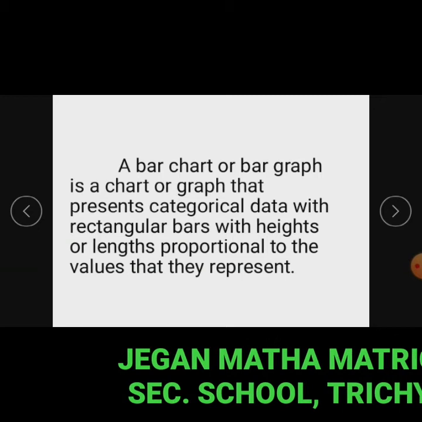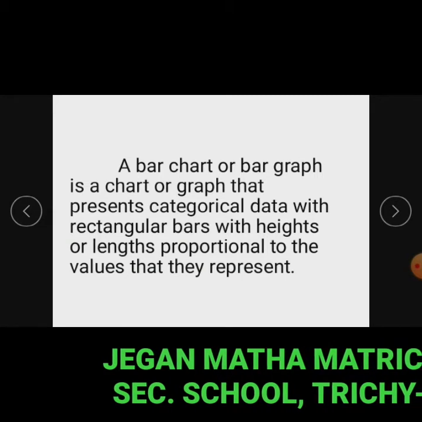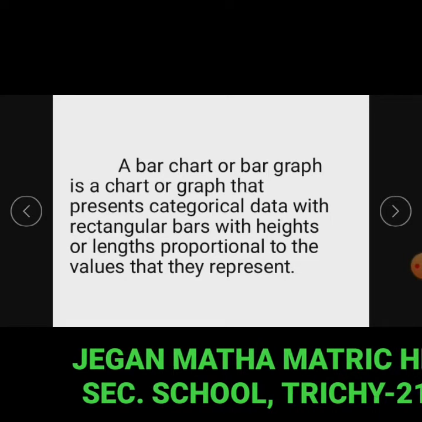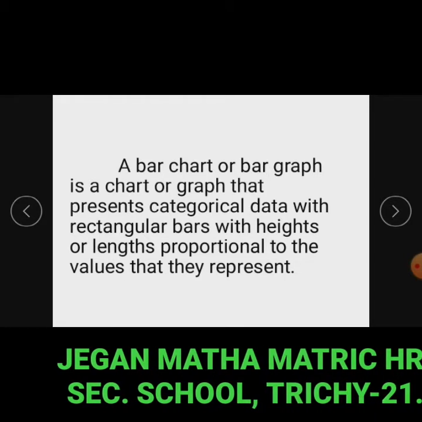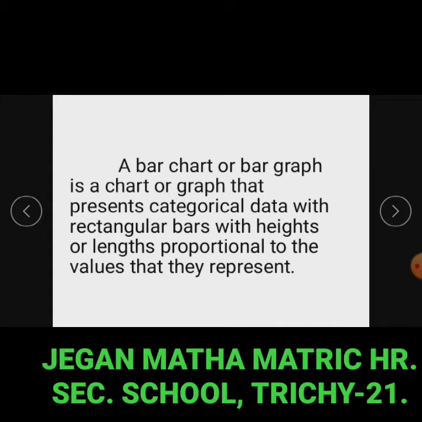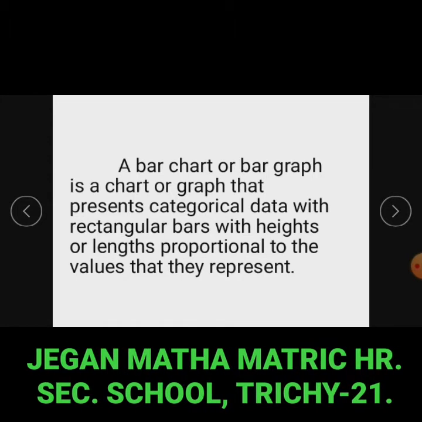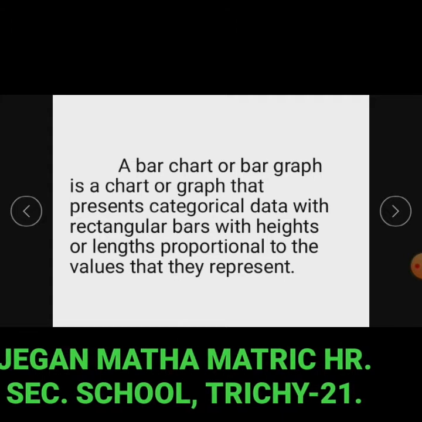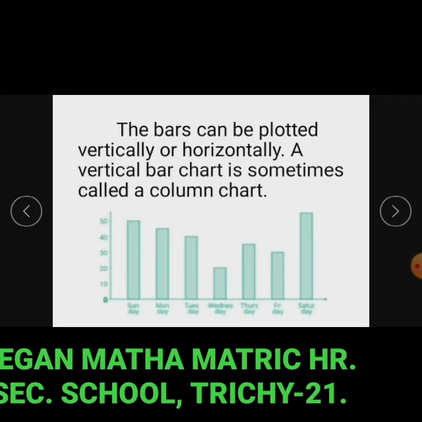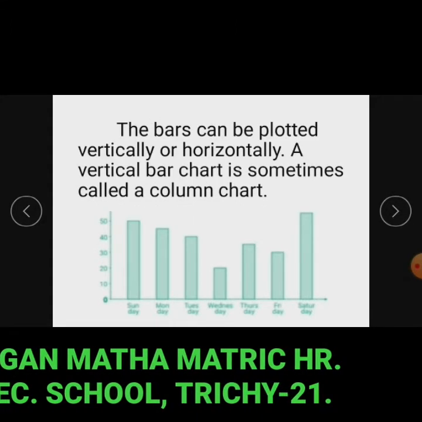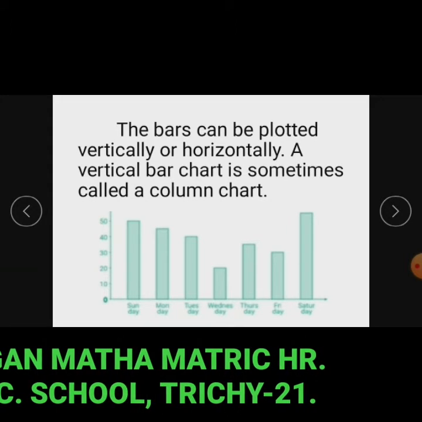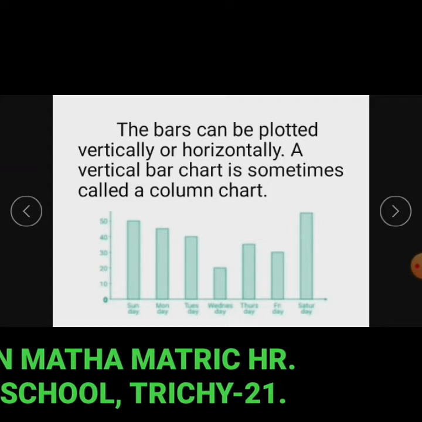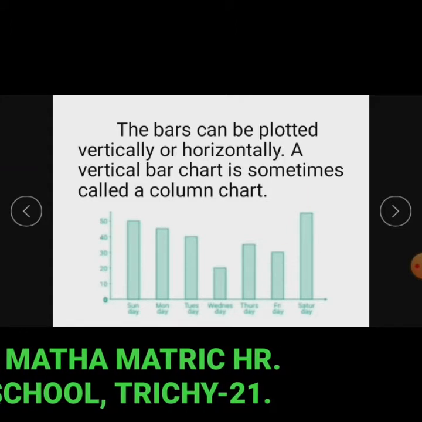A bar chart or bar graph is a chart or graph that presents categorical data with rectangular bars with heights or lengths proportional to the values that they represent. Bars can be plotted vertically or horizontally. A vertical bar graph is sometimes called a column chart.